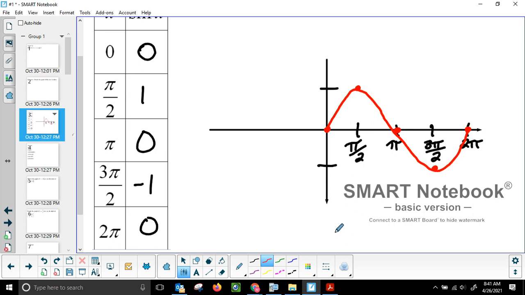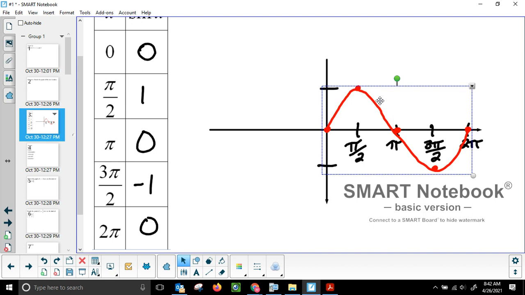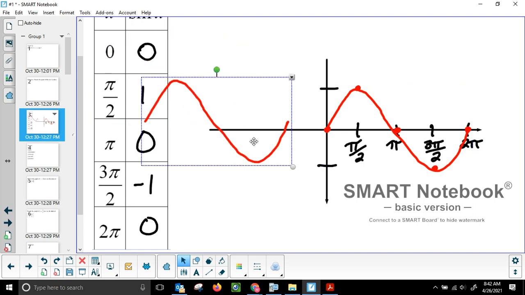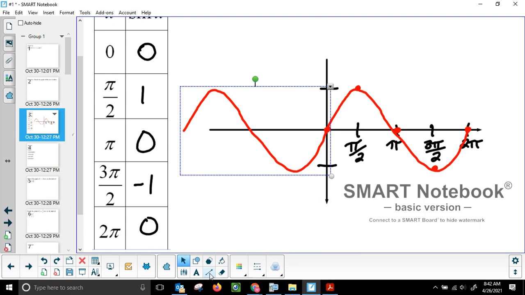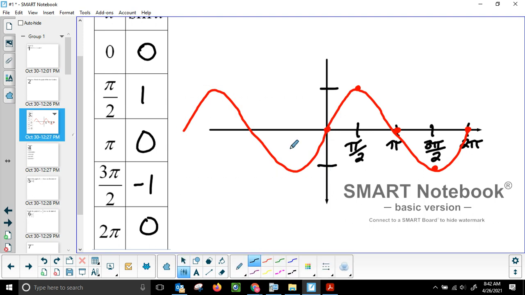it looks something like this. Now this is just one period of sine, from 0 to 2 pi. Remember, trigonometric functions are periodic, which means they repeat themselves over and over and over again. So if I took this, I could bring it over here, and this would be -pi over 2 here. This would be -pi. This would be -3 pi over 2. And over here we would have -2 pi.